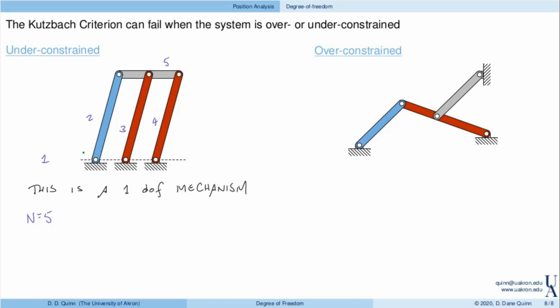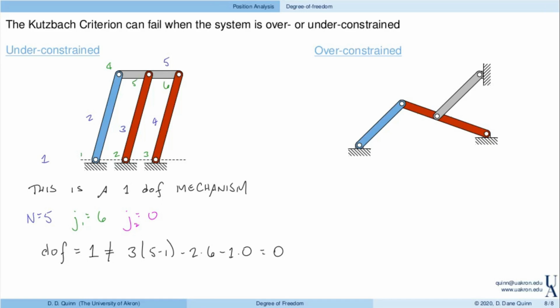The number of pin joints, 1, 2, 3, 4, 5, 6. So J1 is equal to 6, and here J2 is equal to 0. So when I calculate the degree of freedom, again, the degree of freedom is actually equal to 1, but that's not equal to what we get using our criteria, which is 3 times 5 minus 1, minus 2 times 6, minus 1 times 0, which ends up being 0.